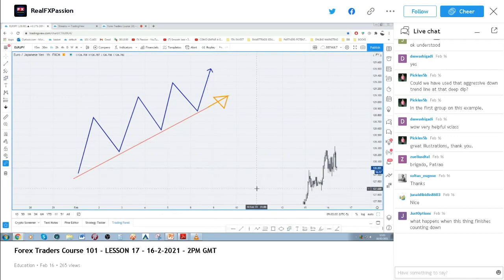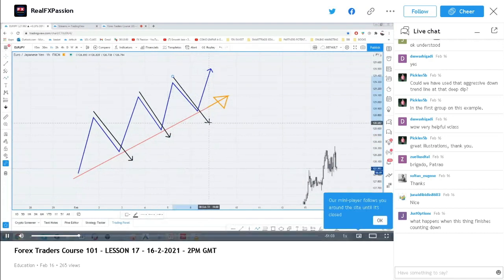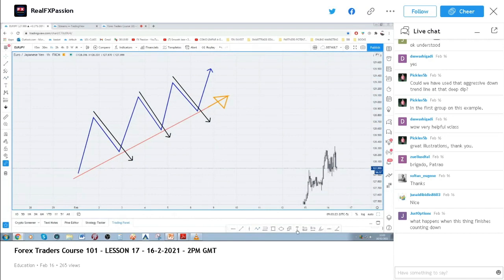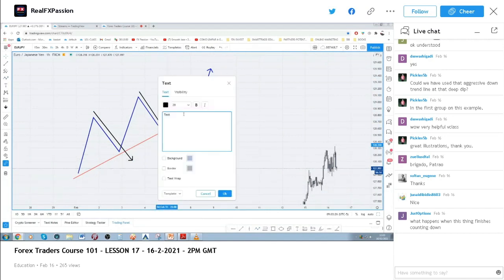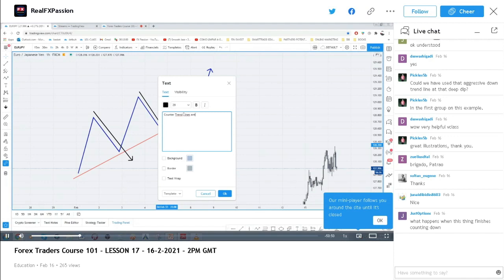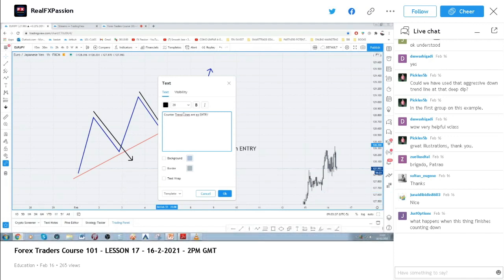So what are counter trend lines, everybody? The counter trend lines are trend lines that go in the opposite direction. Okay, don't worry, we're going to write this down. So the black ones are the counter trend lines. So for the beginner trader, counter trend lines are an entry tool. If you want an entry technique, an entry tool, counter trend lines are an entry tool.